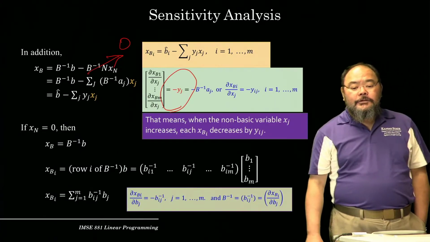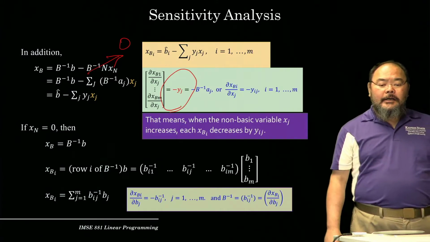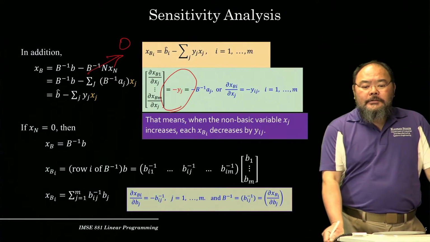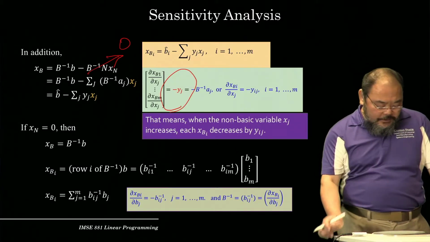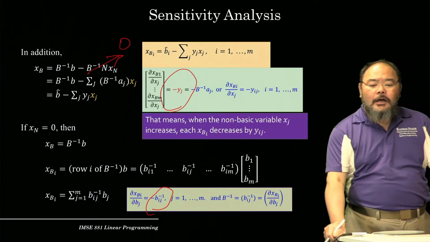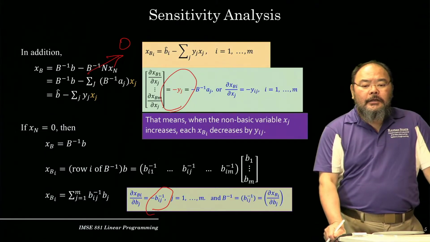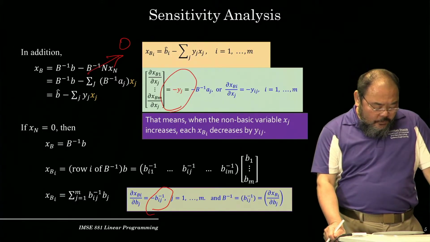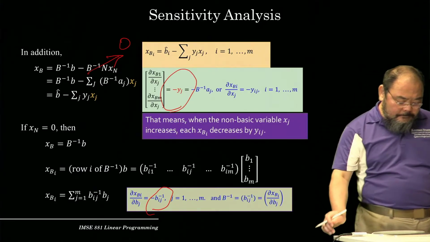If I take the first derivative of xb, the basic variable, with respect to the right-hand side bj, it is basically the ij element in the B inverse matrix multiplied by -1. So this is a pretty straightforward answer.